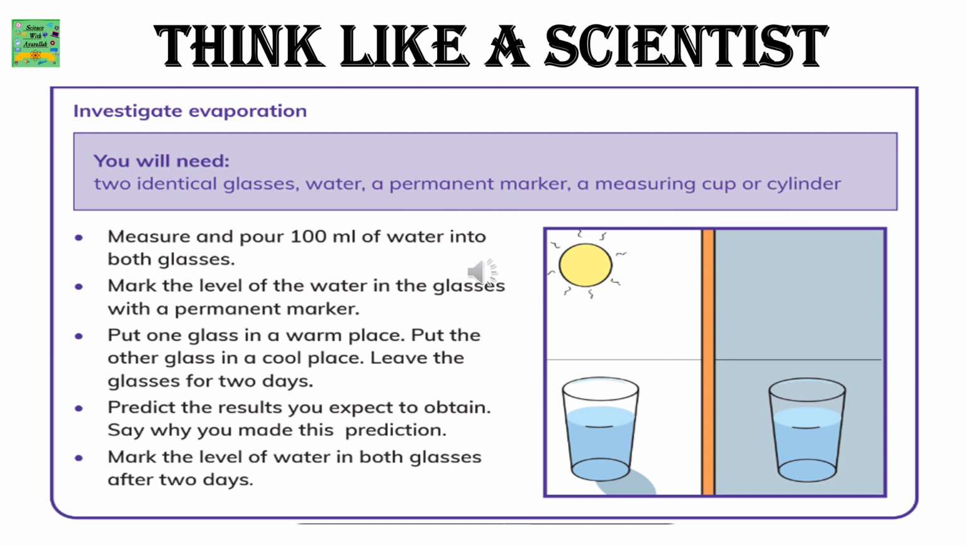Now, here's an activity. You will need two identical glasses, water, a permanent marker, a measuring cup or cylinder. Now measure and pour 100 ml of water into both the glasses. Mark the level of water in the glasses with a permanent marker. Put one glass in a warm place and place the other glass in a cooler place. Leave the glasses for 2 days. Predict the results you expect to obtain. Now say why you made this prediction. Mark the level of water in both the glasses after 2 days.